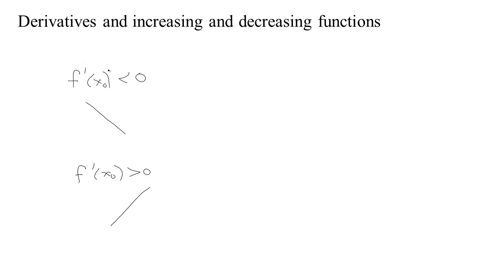If you have a negative derivative, it means the slope of the tangent is negative, and a negative slope means you're going down from left to right. If you have a positive derivative, then you have a positive slope, so you know the function is going up from left to right.